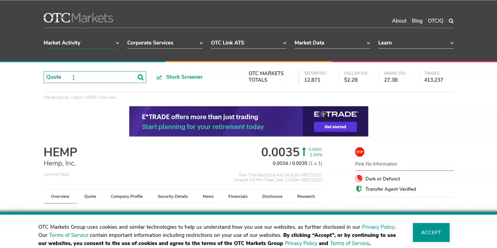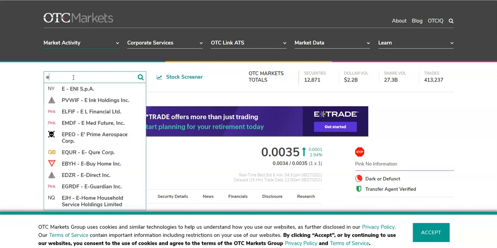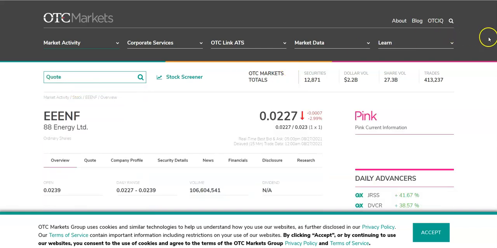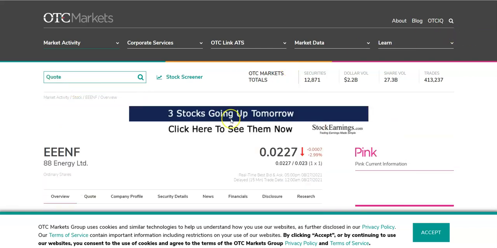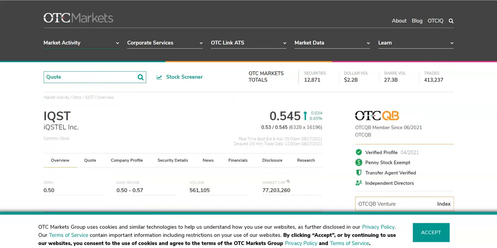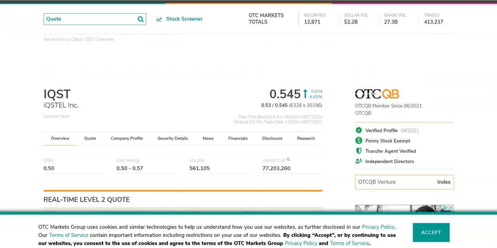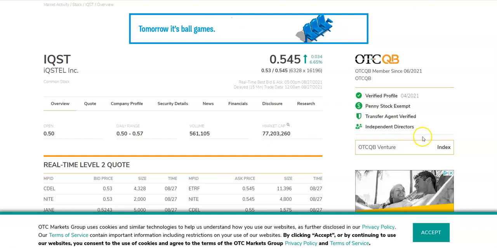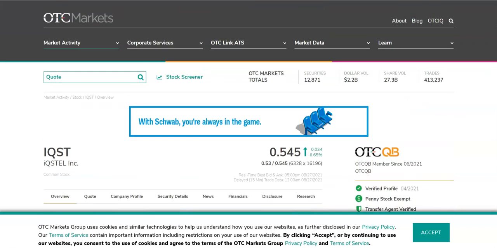So next one up, guys, we're going to go over is EEENF, that's 88 Energy, and this was pink current information, so it is current on its information on the pink sheets. Next up we'll go over is IQST, ticker symbol IQST. This is the OTCQB market. You see verified profile as of April 2021. Penny stock exempt, transfer agent verified, independent directors.